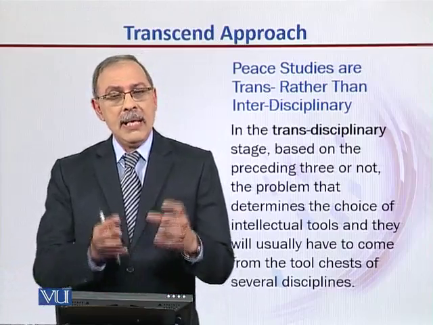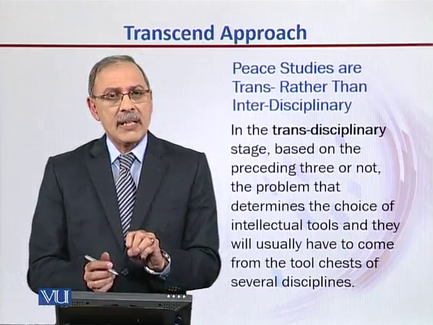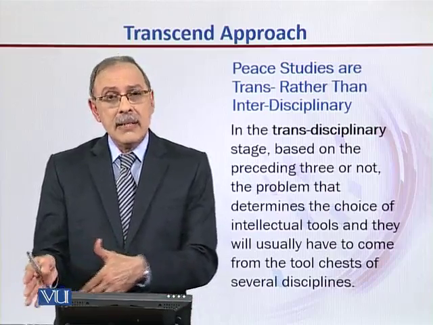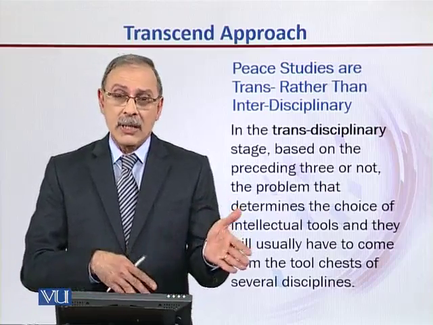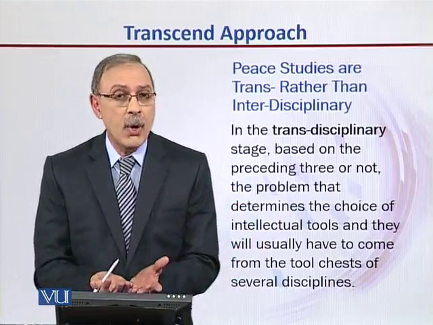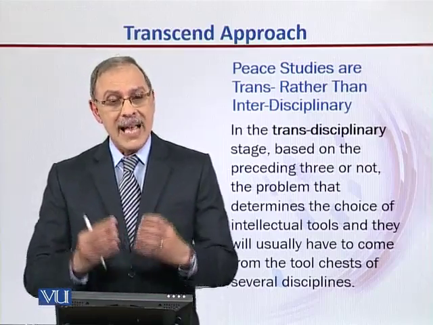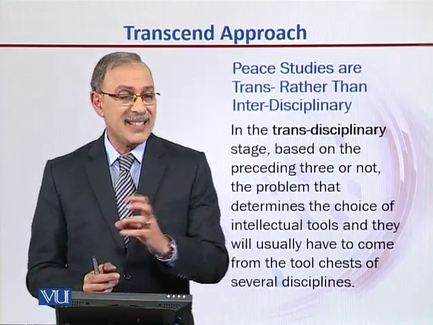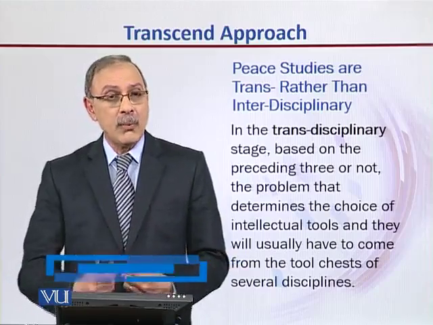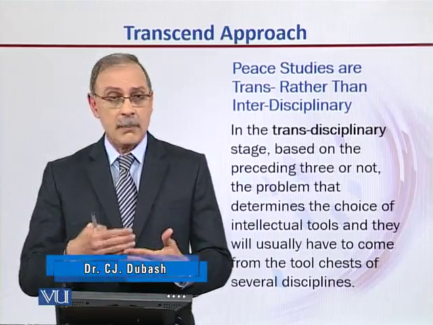So, for example, if there is a problem A and we need some tools from psychology, we may need some tools from economics. For another problem B, we might need tools from sociology and education. Or for another problem, we might need tools from all three. So the tools that you need are the tools that you pick. And that's why this is transdisciplinary. You use what you want, what you need, what you require from different disciplines. And that is the Transient Approach.